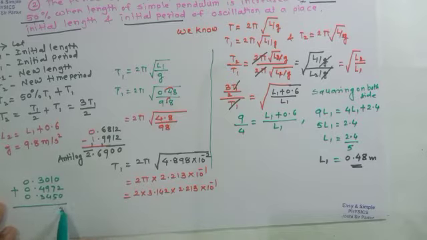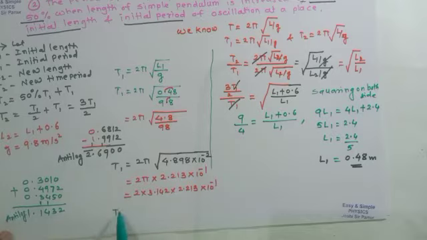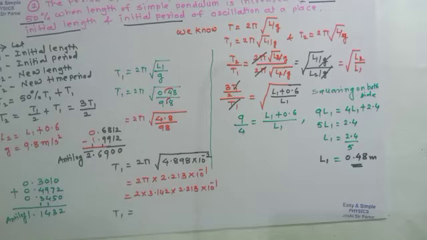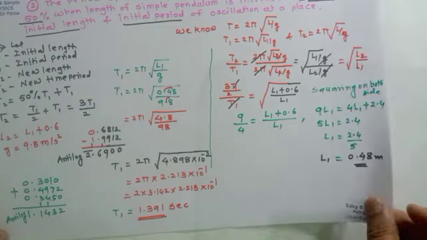Adding them, we get 1.1432. If we see its antilog, antilog for 0.14 with mean difference 32, it will be 1.391 seconds. So the initial time period and initial length have been calculated.